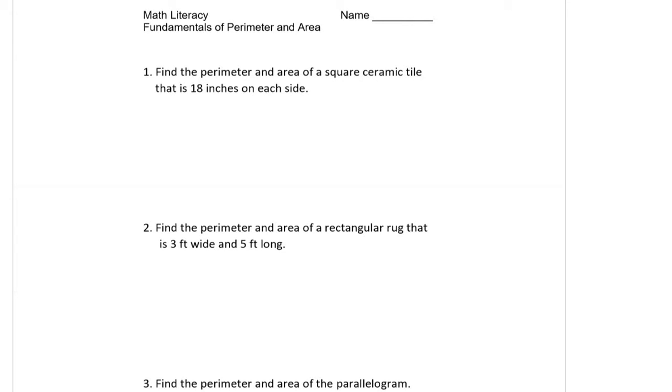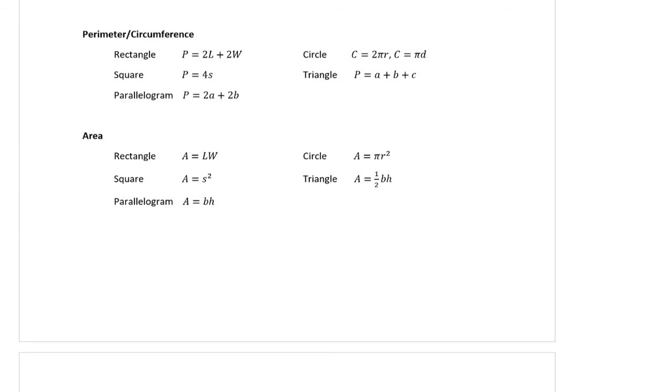First thing that I like to do when I am working with any type of geometry formula is to sketch out a quick picture of what we have. I have a square that is 18 inches on each side. I'm asked to find the perimeter and the area. If I look at my reference sheet, I see that the formula for the perimeter of a square is 4 times the length of the side, and the area for a square is side squared.